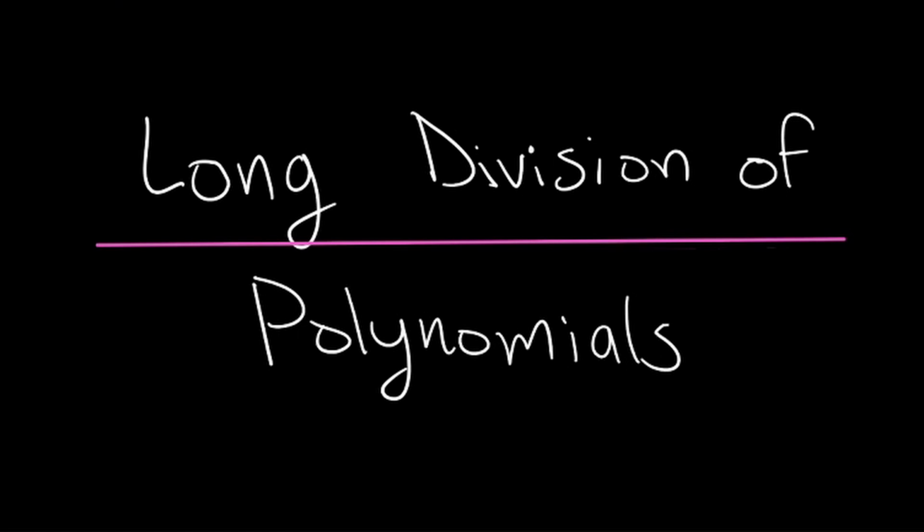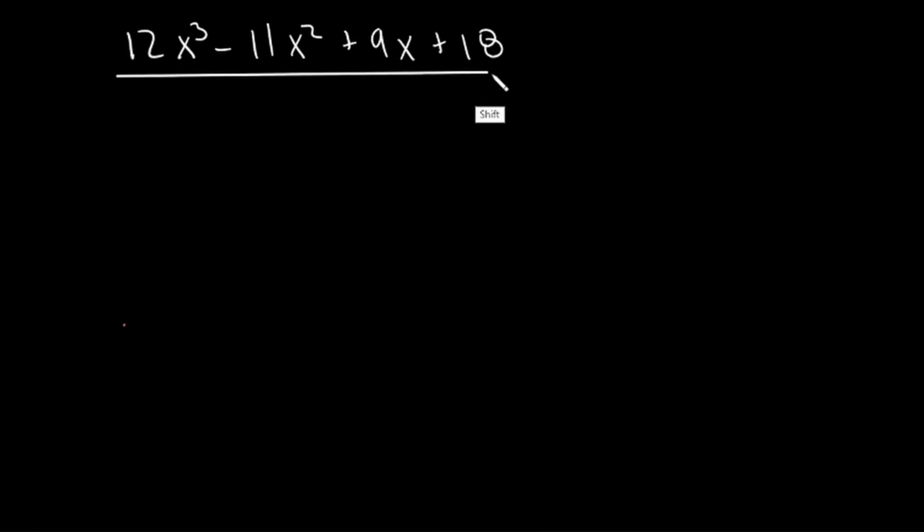Long division of polynomials. I don't think I can explain this without just going with an example, so let's start with that. 12x cubed minus 11x squared plus 9x plus 18, and then we're going to divide all of that by 4x plus 3.